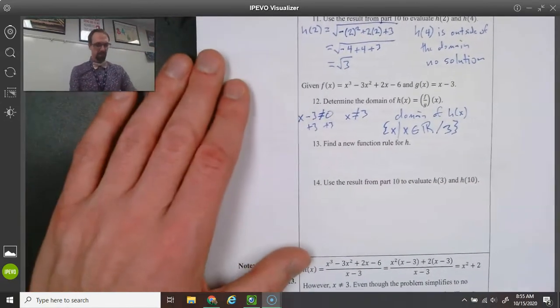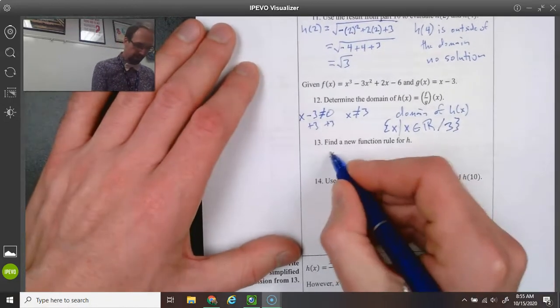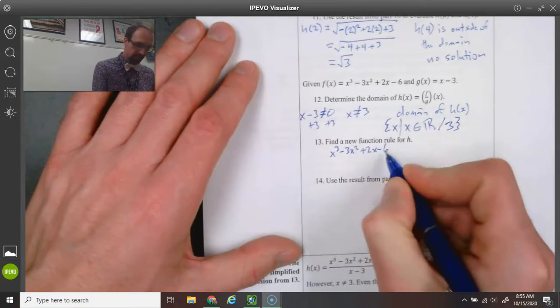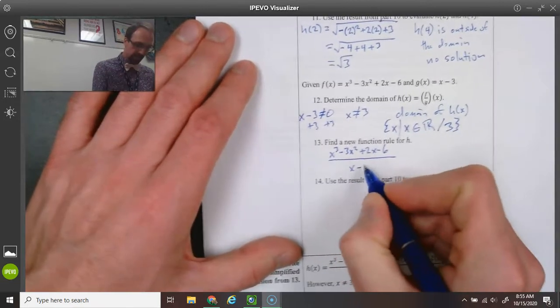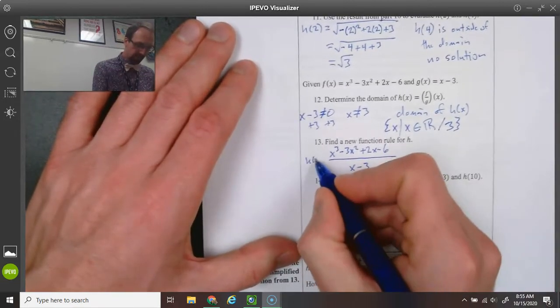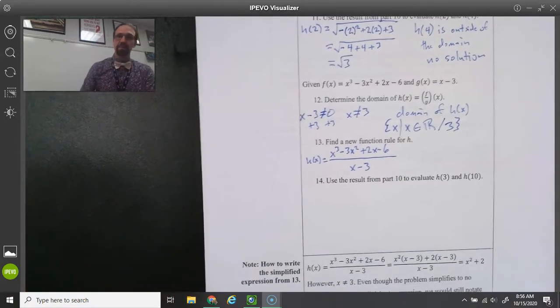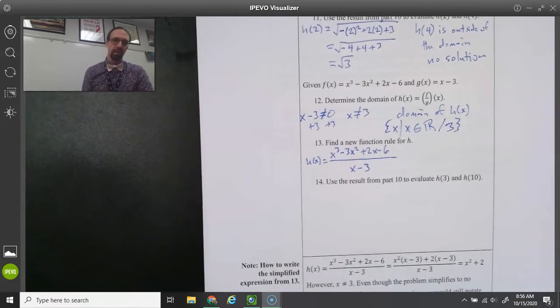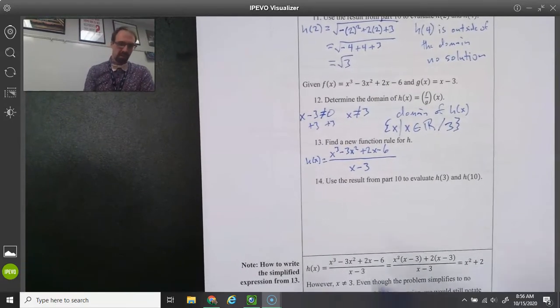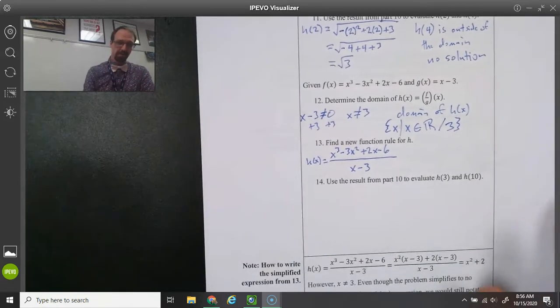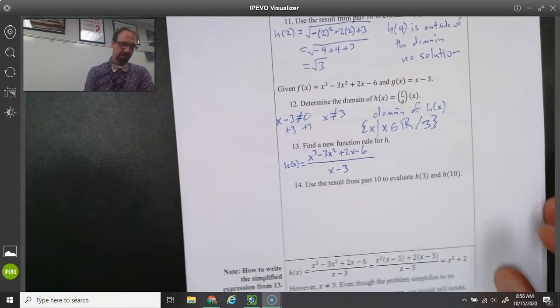Find a new function rule for h. So dividing by this, I have x cubed minus 3x squared plus 2x minus 6 all over x minus 3. So this is h of x. Depending on your course previously, in Algebra 2 or pre-calc, you might want to check whether x minus 3 is a factor of this, because it could make your life a lot easier.